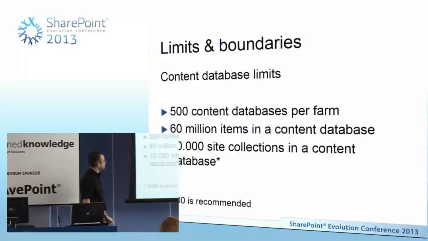So you can have 500 content databases per farm. Performance is okay until you reach 500. After 500, well, adding site collections, etc., will become slower and slower and slower. So you can have 60 million items in one content database, so items of whatever kind. And you can have 10,000 site collections in a content database.